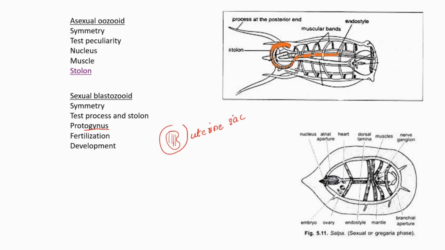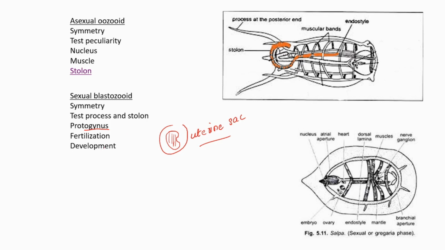That's about fertilization. Fertilization is internal. The zygote develops inside the pouch. That pouch is formed on the atrial wall. That pouch is called the uterine sac. And regarding the development, it is direct, without any larval stage.